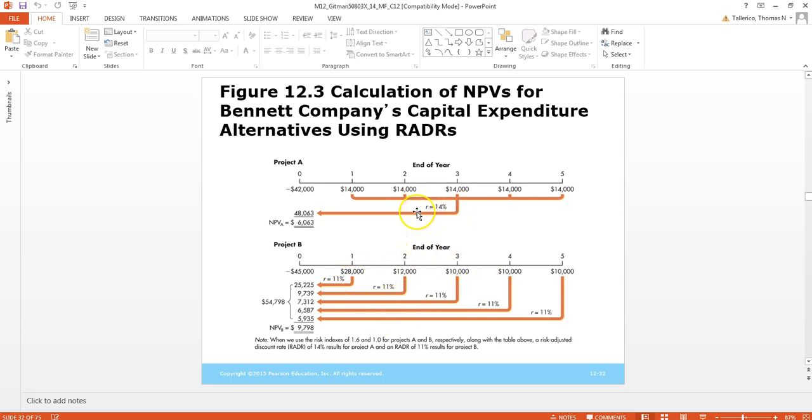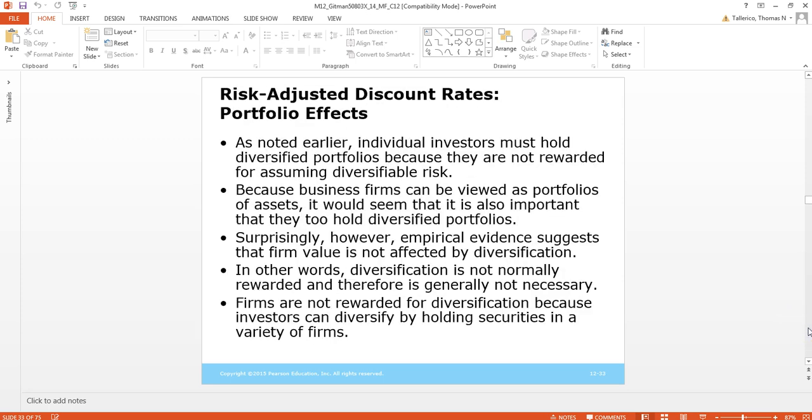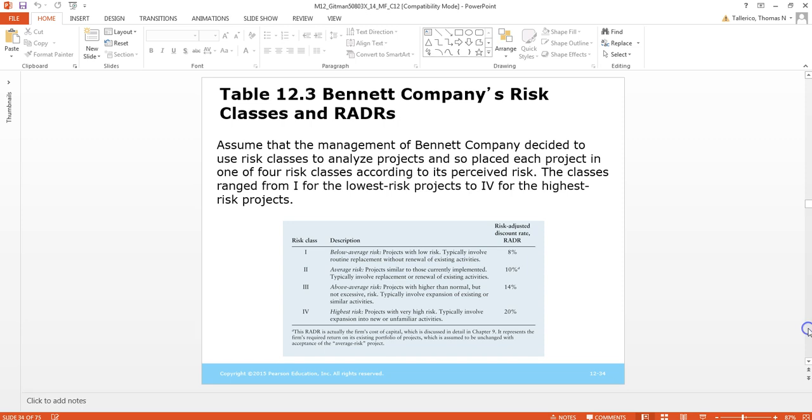You'll notice here they're using R equal to 14 for project A, and the risk-adjusted discount rate was 11 for project B. You'll notice this is an annuity, for those who remember from 330. Also, the company can take different risk classes here, as you'll notice, again arbitrarily, and assign risk-adjusted discount rates to them. Again, that's arbitrary to what a company would do. There's no science to that.